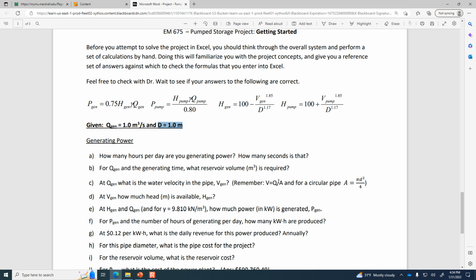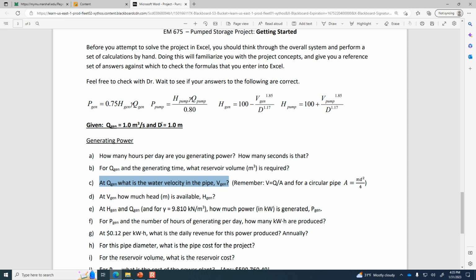Maybe I ought to check that since I'm writing it on the board. 0.7854. Okay, so then 1 cubic meter per second divided by that means the water velocity is 1.273 meters per second. So we found out what's the speed of the water going through the pipe. Now remember, all of this is based on the flow rate being 1 cubic meter per second and using the 1 meter diameter pipe.